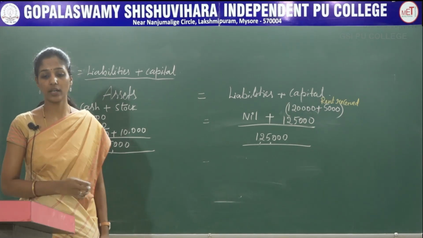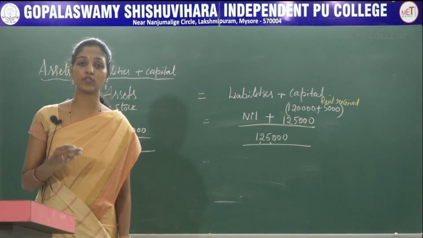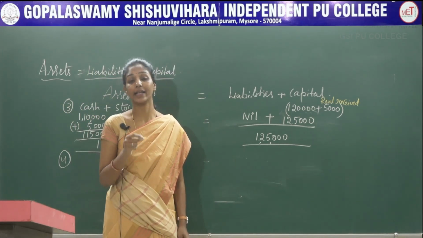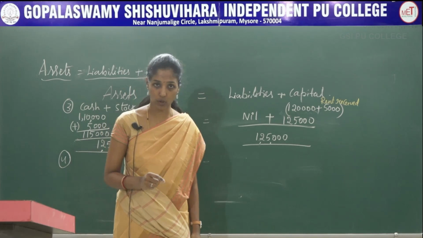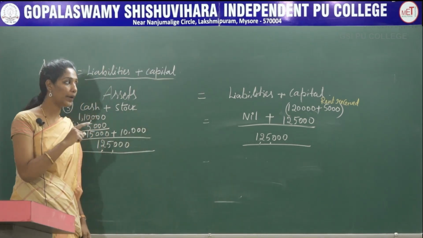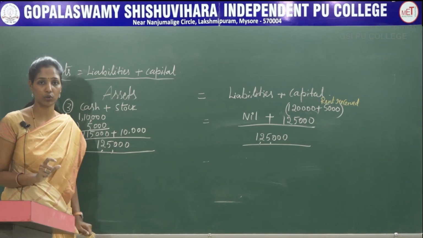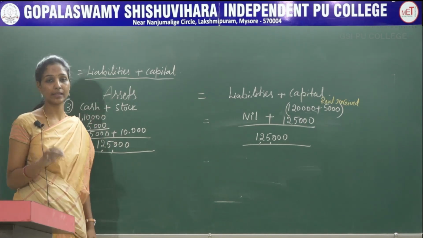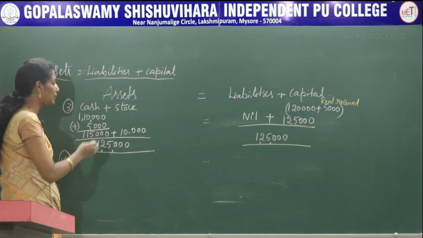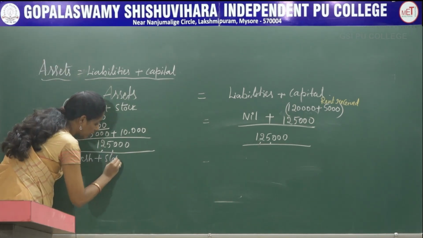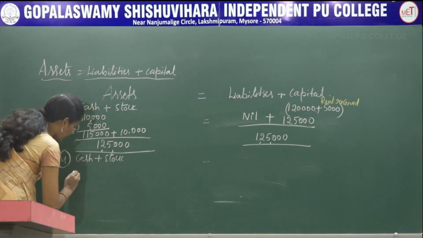The next transaction is salary outstanding rupees 2,000. This transaction affects liability and capital in the accounting equation. So this transaction affects only liability and capital, the asset side is not affected. So as usual for preparing this equation, you have to copy the previous equation, cash plus stock. What is the actual cash balance now?